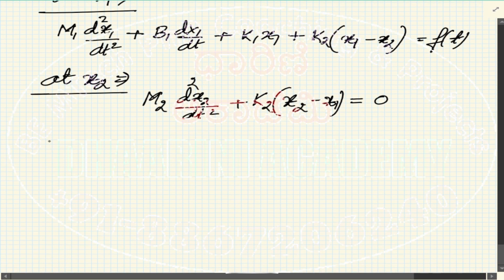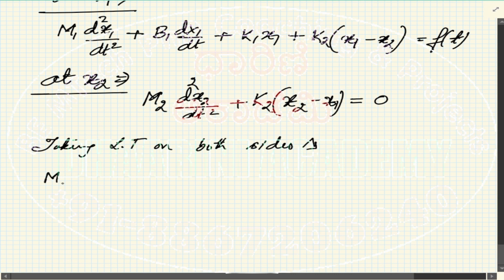Taking Laplace transform on both sides, the first one is m1 into d square x1 by dt square. x1 is in terms of time, it's x1 of t, right? So x1 of t has a Laplace transform x1 of s. The domain changes whenever we apply a transform, so time domain is going to be replaced by its equivalent s domain. The constants will remain as they are, so this is m1 as it is.